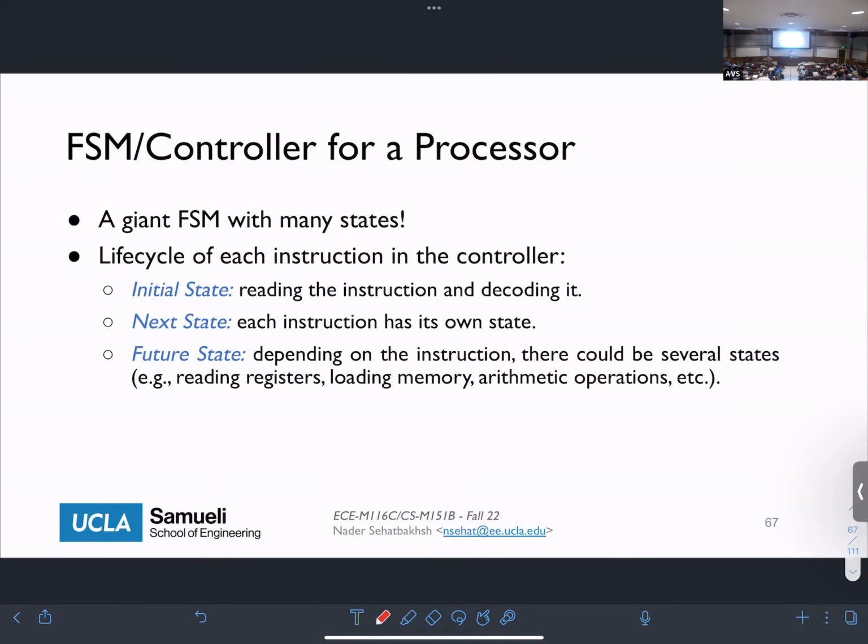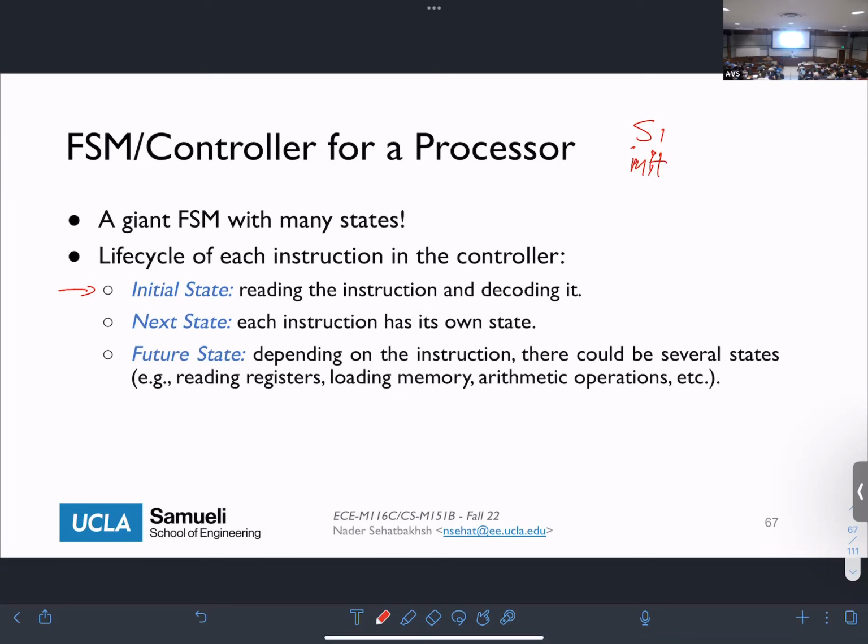If you go back to the design of the life cycle of the instructions, in order to map those states to our FSM, we need to go step by step through that life cycle. So all of them start with this thing called the initial state, which is basically just reading the instruction and decoding it. The very first step for every instruction is that they all start from this initial state, the S1, or you can call it init, or whatever you want to call it. And that's where we need to read the instruction.